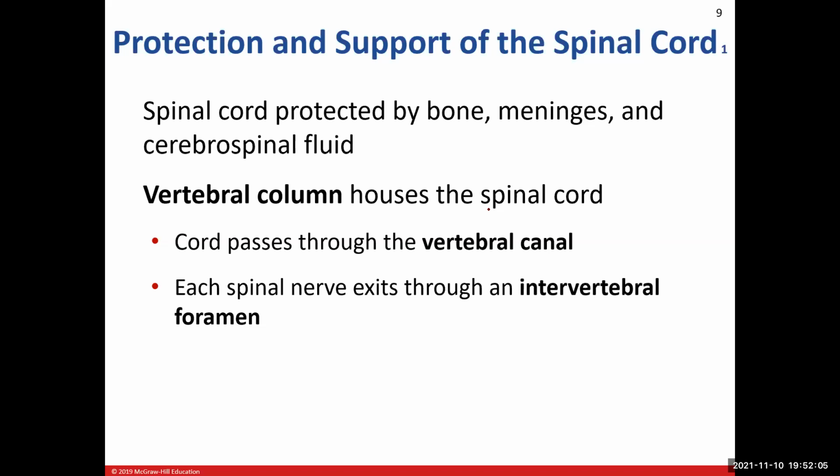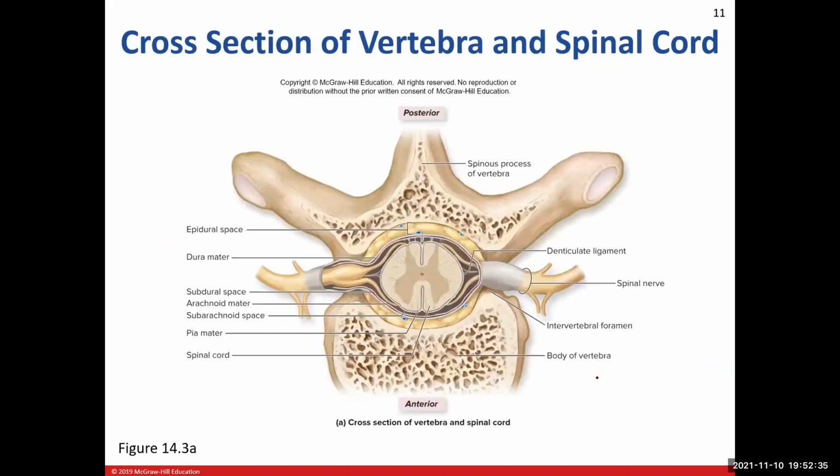So the vertebral column, the bone, that's the house to the spinal cord. It lives there. The spinal cord travels in the posterior portion of the vertebral column, in the vertebral canal. At each vertebral level, we're going to see a spinal nerve exit out of your spinal column. And the hole that it leaves through is the intervertebral foramen. So if you look here, here is an intervertebral foramen right here. And so that spinal nerve exits right out. You have an intervertebral foramen on each side there.